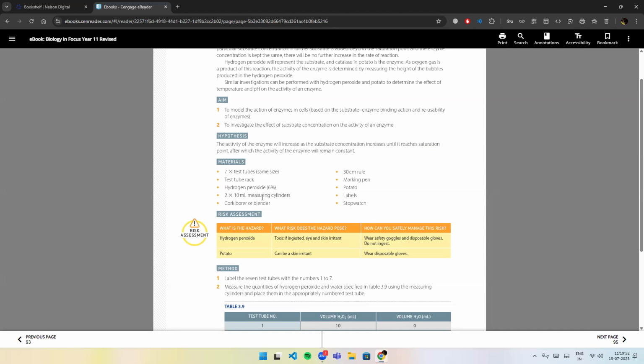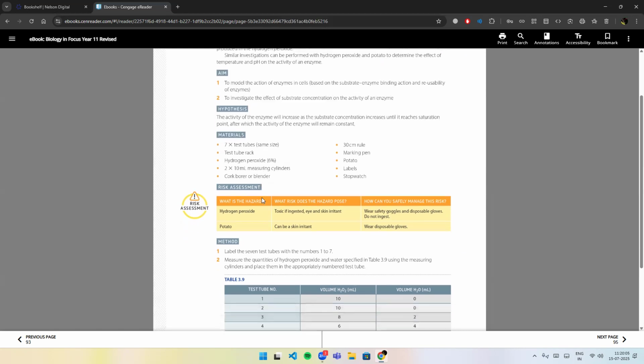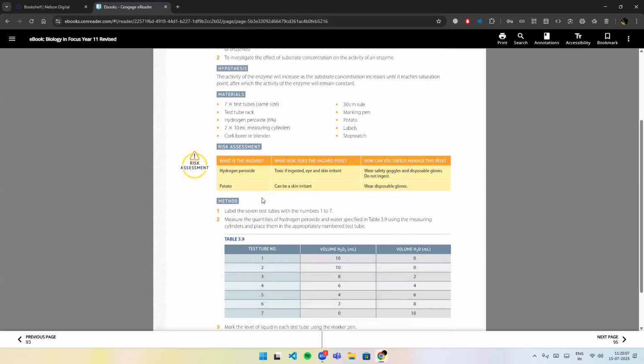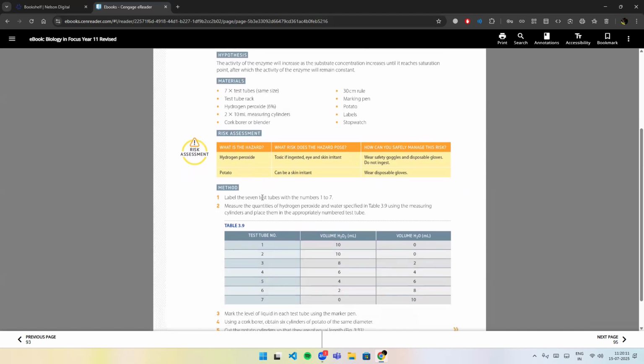Aim: to model the action of enzymes in cells based on the substrate enzyme binding action and reusability of enzymes. To investigate the effect of substrate concentration on the activity of an enzyme. Hypothesis: the activity of the enzyme will increase as the substrate concentration increases until it reaches saturation point, after which the activity of the enzyme will remain constant.